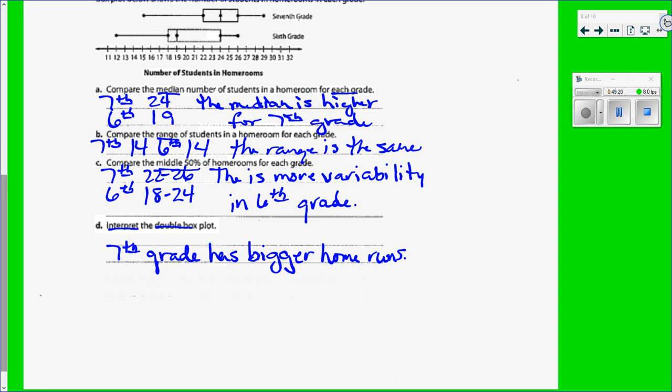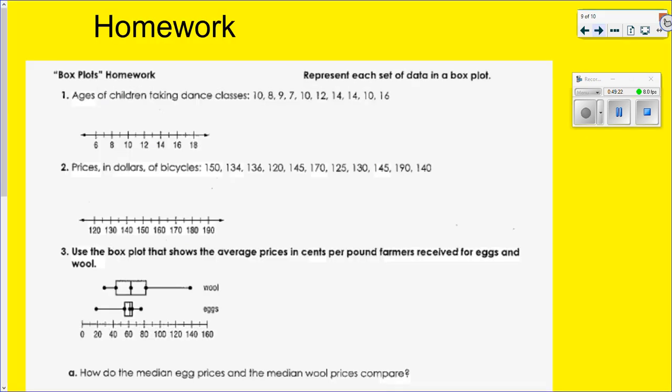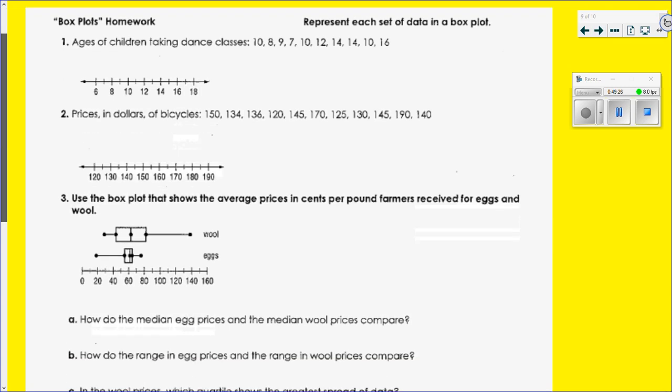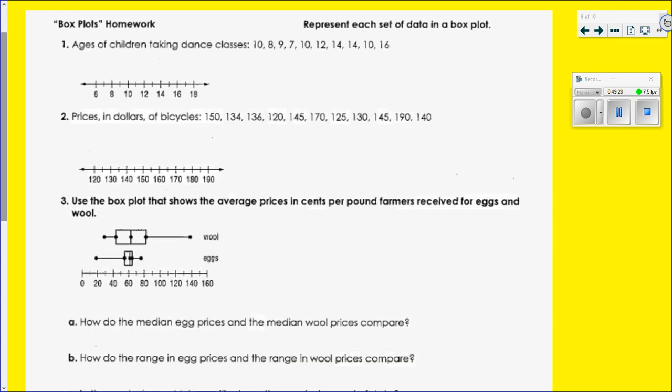Okay, guys, go ahead and turn to the next page. Here's your homework. Really quickly. Guys, listen. The top two, you need to do a box plot. All the rest is just interpretation.